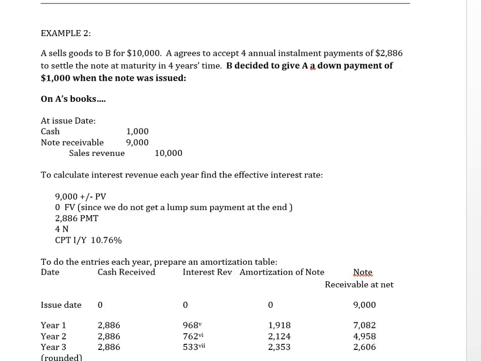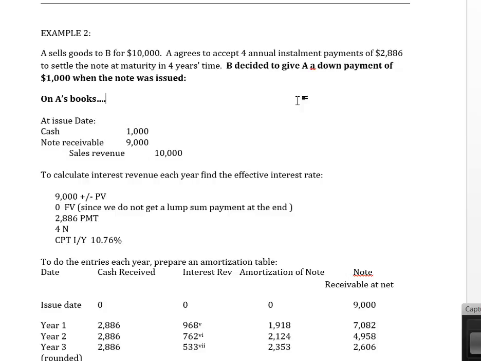Here we have a situation whereby A sold goods to B that were valued at 10,000. They're accepting the same payment from B, 2886. The note is still a 4-year note. The only thing I changed here, just to give you an idea of how the table looks a little bit differently and the entry at issue date is different for A, is that B decided to give A a down payment of 1,000 when the note was issued.